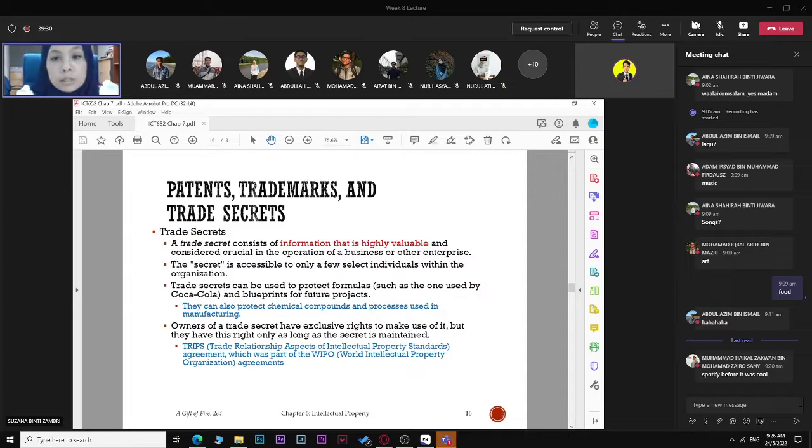And then trade secrets. So this is what I think Amirul tadi sebut pasal food ya. So trade secrets ni adalah information that is highly valuable and considered crucial in the operations of business and other enterprises. So food, kalau you nak protect you punya food daripada being sold by other businesses, so you kena apply for trade secrets lah. That's why again like I said, you takkan jumpa business lain yang boleh produce the same burgers like McDonald's, same chickens like KFC, same drinks like Coca-Cola, because the recipes are being protected under trade secrets. Alright? That's the thing. So these are all the concepts yang penting di dalam intellectual property.